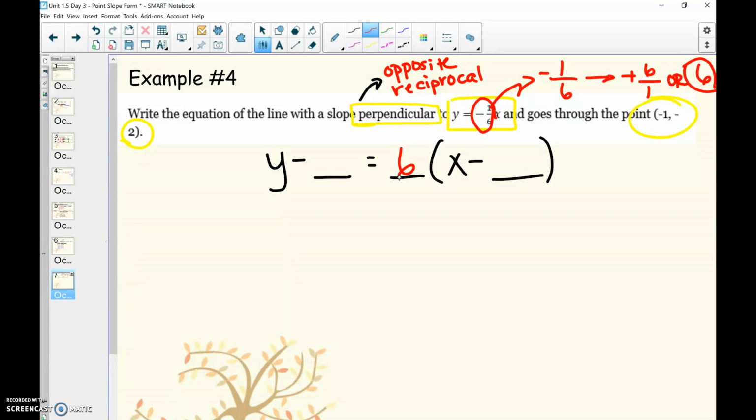Pause here, fill in the rest of it, and then I'll try and work through it, and you can see the answer. So pause here, do it on your own. Here's the work for it.